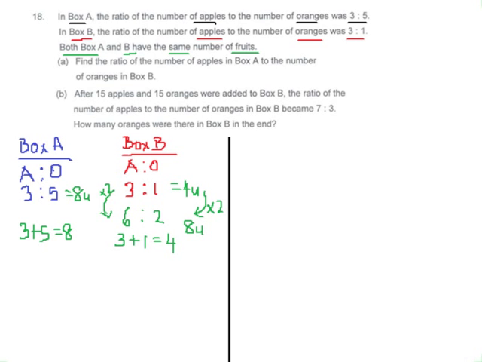So the next question asks us to find the ratio of the number of apples in box A to the number of oranges in box B. So they want the ratio of the apples in box A, which is 3 units, to the number of oranges in box B. So in B, oranges is actually 2 units. So this is the answer that they want for A.